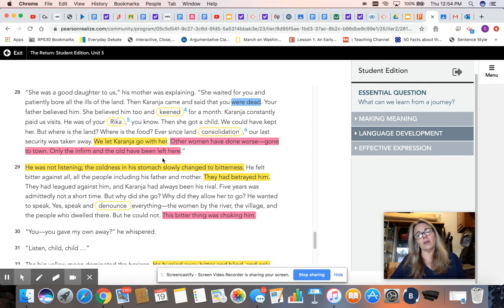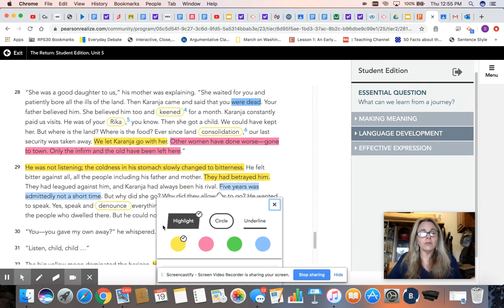It wasn't the town that got him through the detention center. He is changing here. He came, he had that expectation that everybody was going to be glad to see him. He is sorely disappointed. So now he's changed. He's angry. He feels betrayed. And so he runs out. And this is where we find out how long he was gone. 5 years was admittedly not a short time. So we know that he was gone for 5 years.